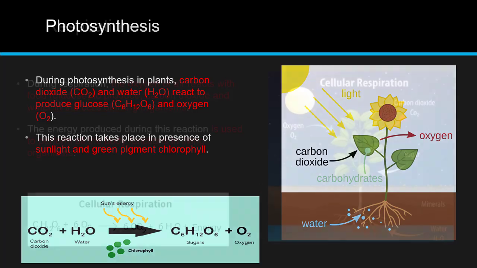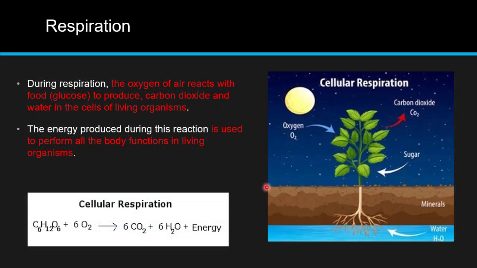Now we are going to discuss another important application of chemical reaction that takes place in our environment, which is respiration. It is another important reaction that takes place in plants. During respiration, the oxygen of air reacts with glucose, which is food in the plants, to produce carbon dioxide and water. Now, in this reaction, oxygen and glucose are the reactants. Alright, and the products are carbon dioxide and water.